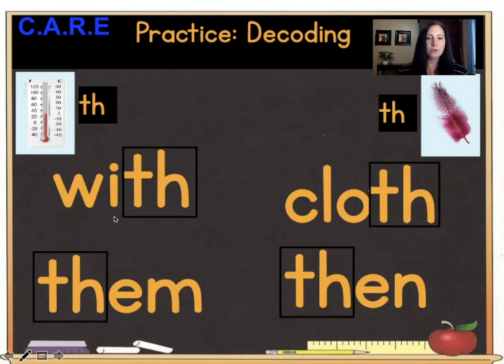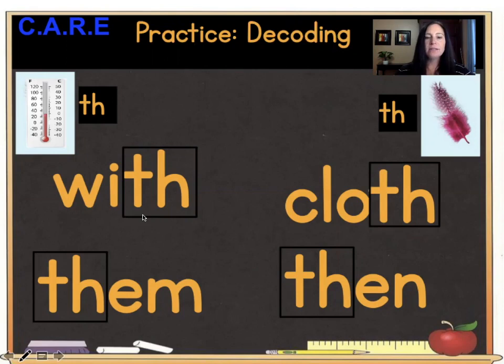Let's look at this first word. Can you find the vowel? The vowel is I. What sound does I make? I. Put your finger or follow my cursor on the first letter, and let's decode. Ready? Read. W, i, th, with. Very good. Think about that word with.